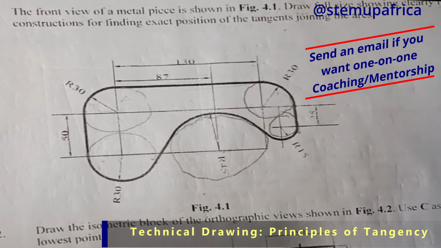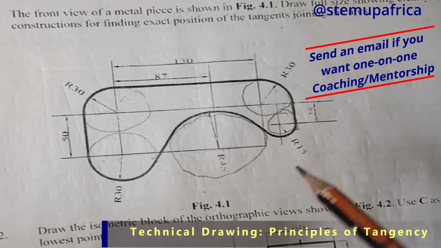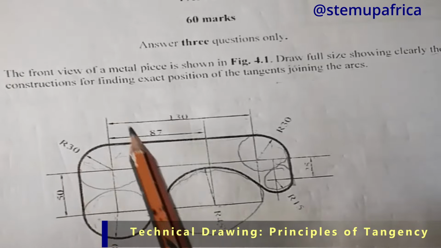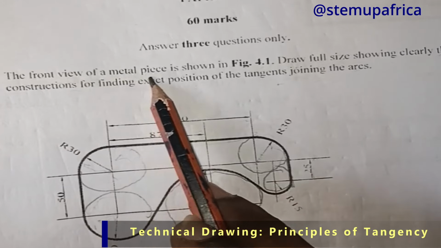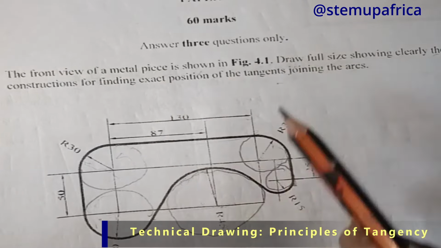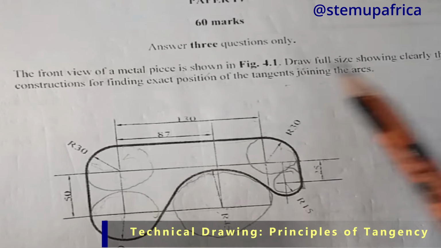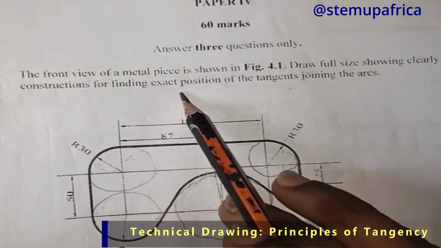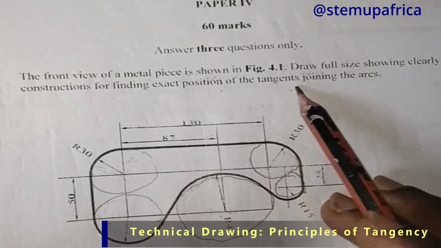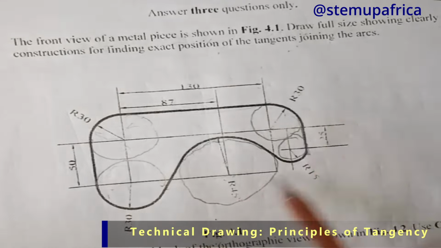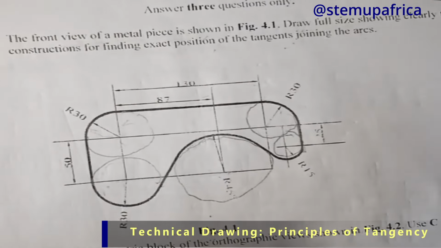If you want to answer this question on technical drawing, we're looking at a technical drawing question today. For question 1, it says the front view of a metal piece is shown in figure 4.1, which is this. Draw full size and show clearly the constructions for finding the exact position of the tangent joining the arcs. Now, this is the figure we are asked to construct.